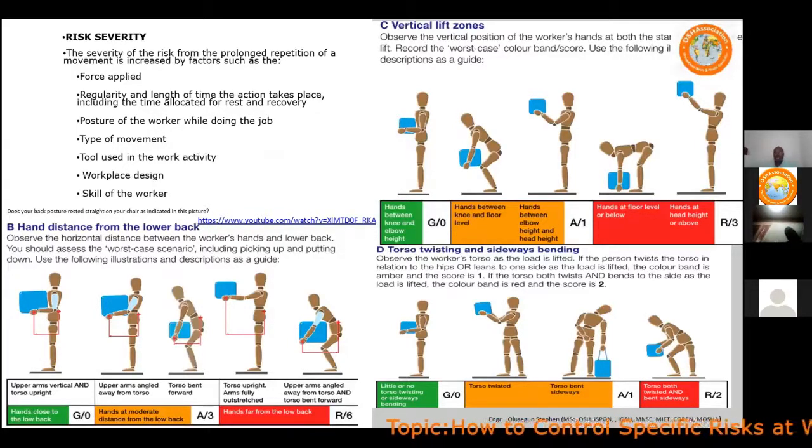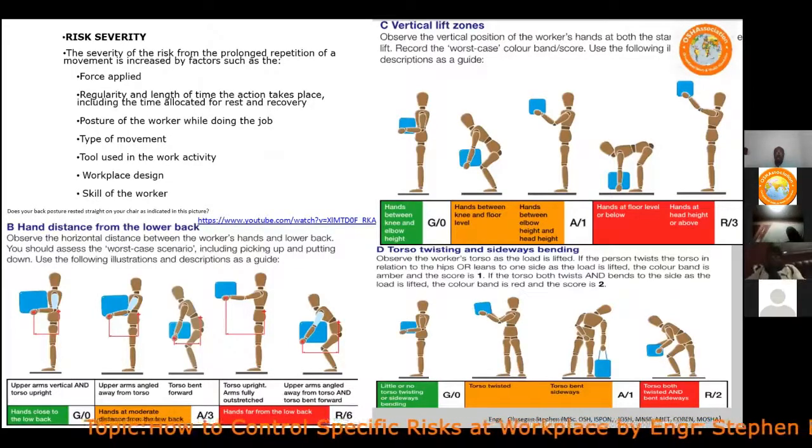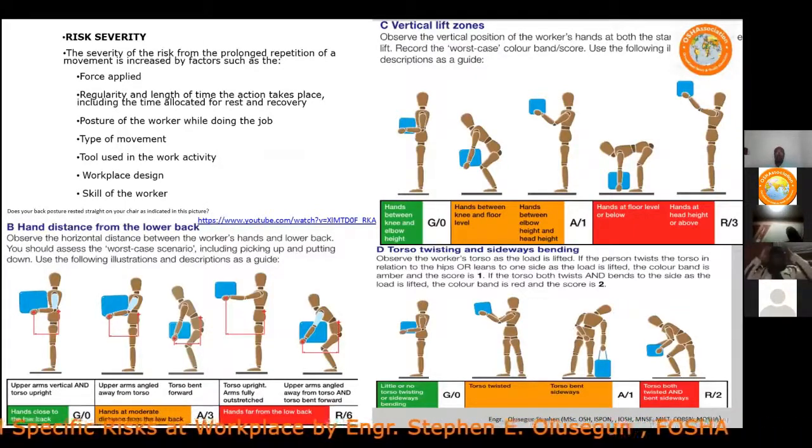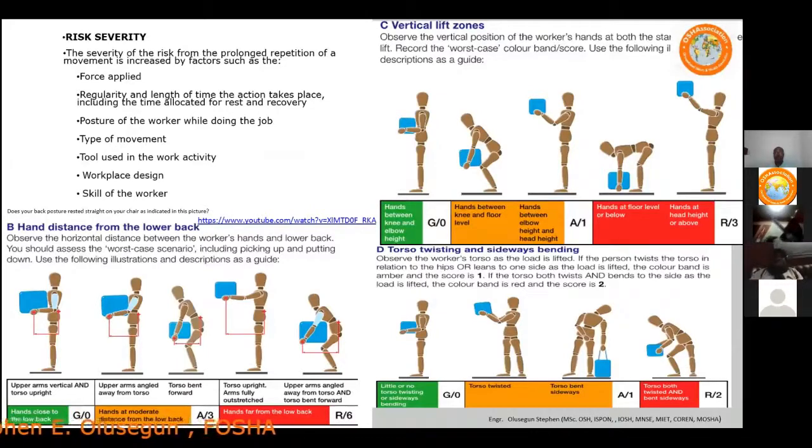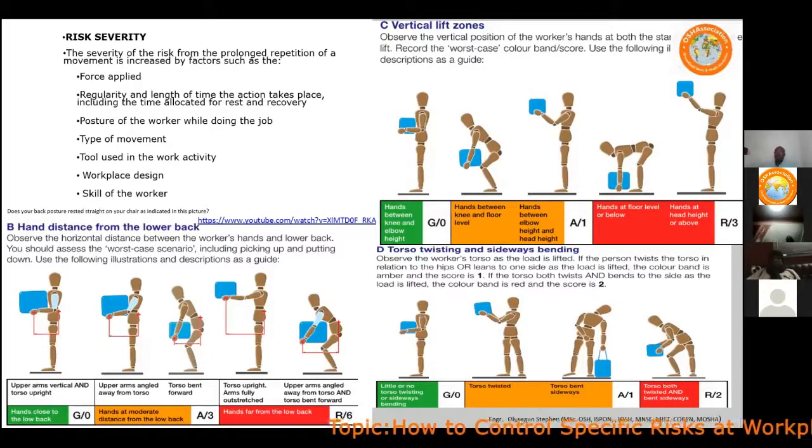Look at this one now. He's carrying this load in this position, hands between knees and elbow height. It's normal, no problem. He's carrying it straight. It's something he can carry very well. But the same load, when it comes to hands between the knee and floor, or between knee height and head height, is bending down, raising it a little bit forward, and you can see the way it's lowering down at a distance, and then lifting it at a very high distance.